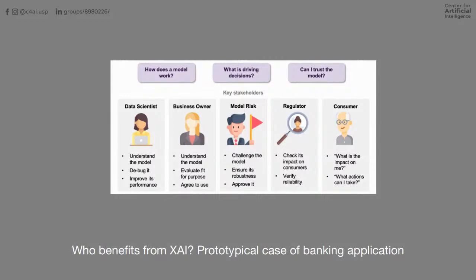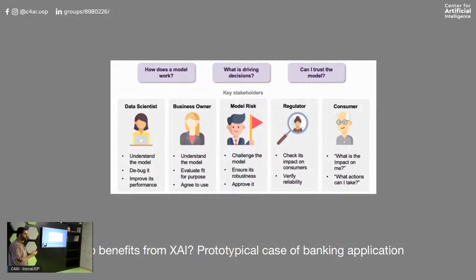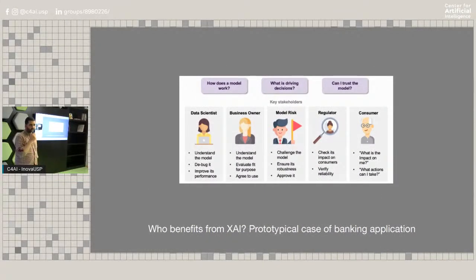The key stakeholders here typically are a data scientist who's trying to understand, debug and improve the model. You might have a business owner who's trying to figure out, is this good for my business? Is it improving sales, etc. You might have a model risk analyst who's looking at whether this is playing with my treasury or my resources in a very dangerous way, potentially causing long-term harm. You have regulators who check on impact on consumers, and then you have the consumer himself, who might ask, what is the impact of the algorithm on me?